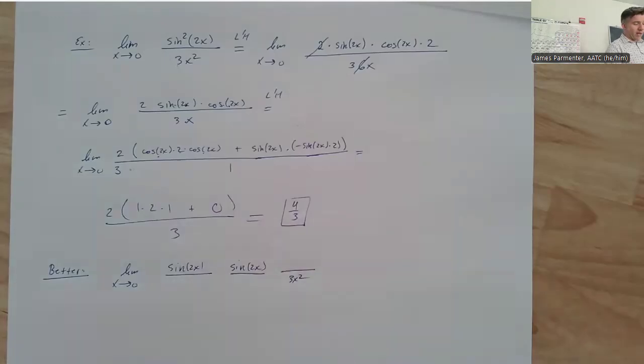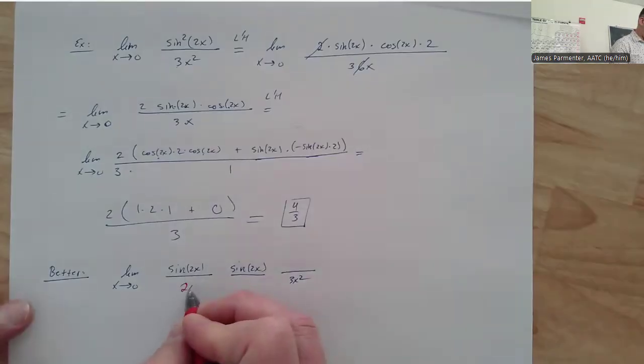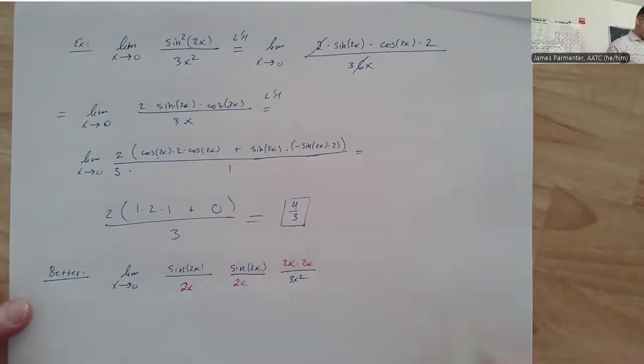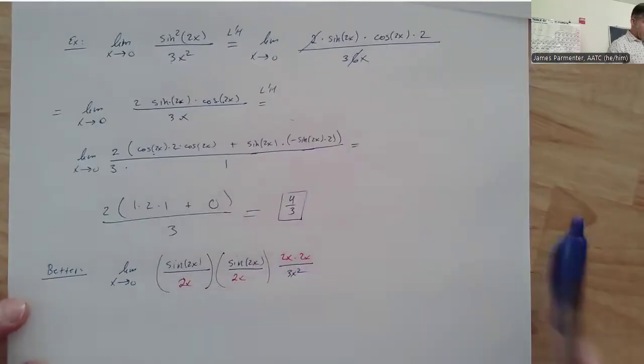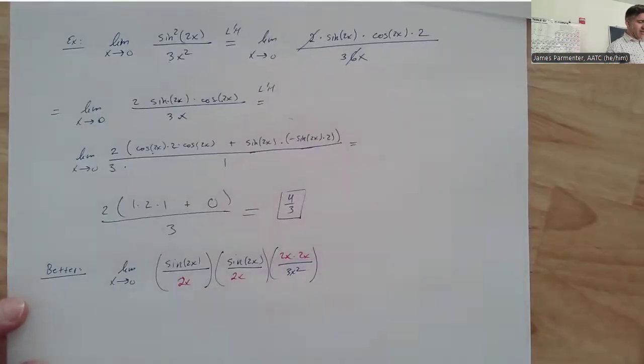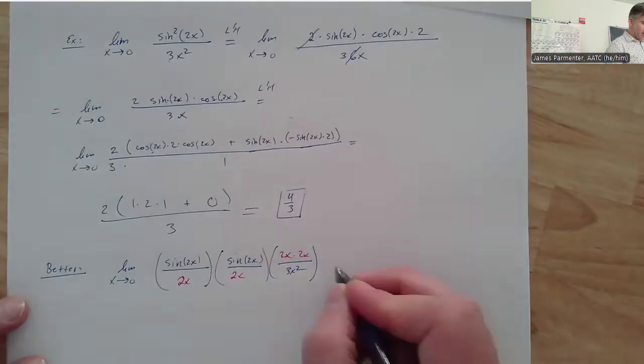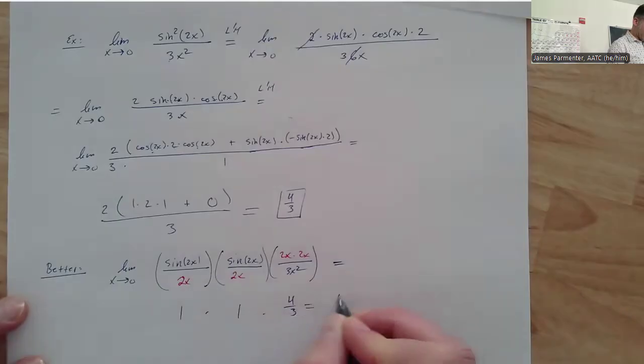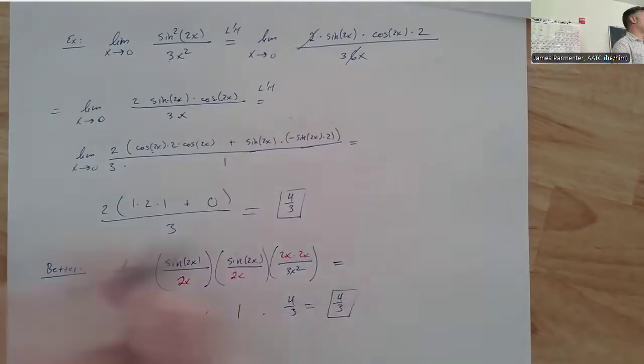And then what do I wish I had down here? 2x. I want one there, so I need one there. I want one there, so I need one there. The limit of this is 1. The limit of this is 1. Here the x's cancel, and you get 2 times 2 over 3. So you end up getting exactly 1 times 4/3, which is 4/3. Seems a lot easier to me to do it that way.